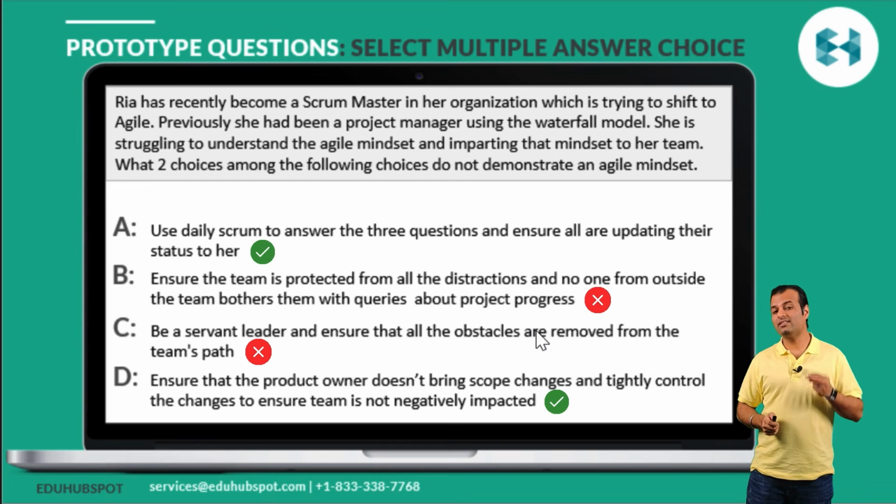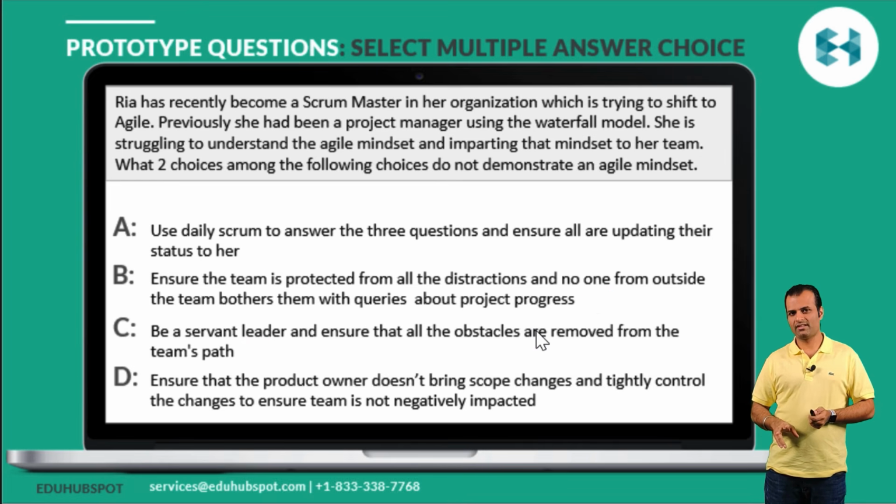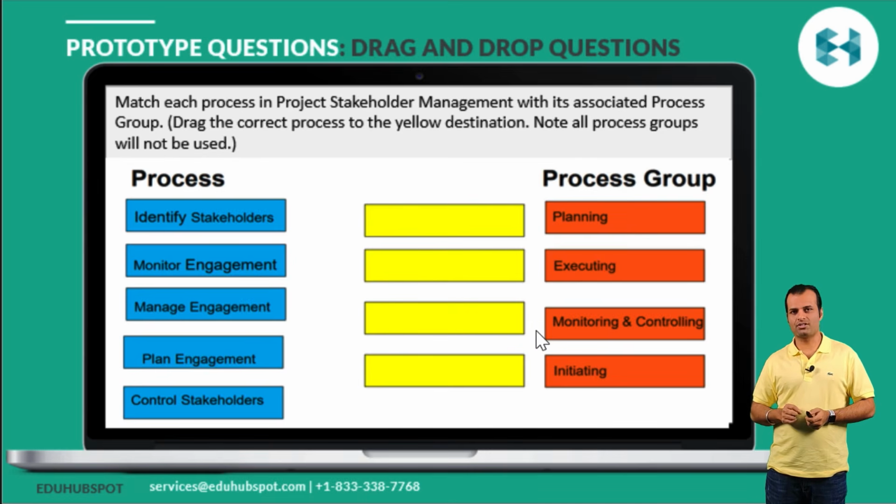So this is your second type of question which you may get in the exam, where they would specifically ask you to pick 2 or 3 choices. Remember, it could have more than 4 answer choices also. Let's see the third type of question. The third type of question which you will get in the exam is drag and drop questions.